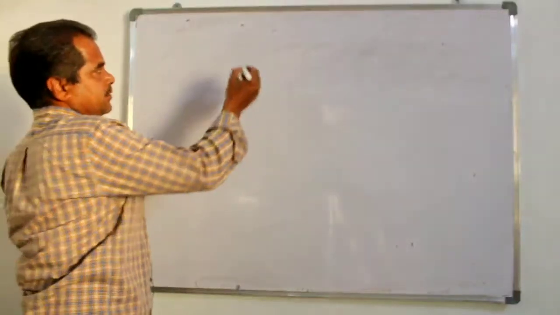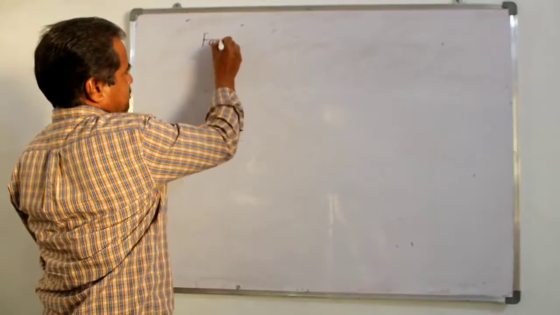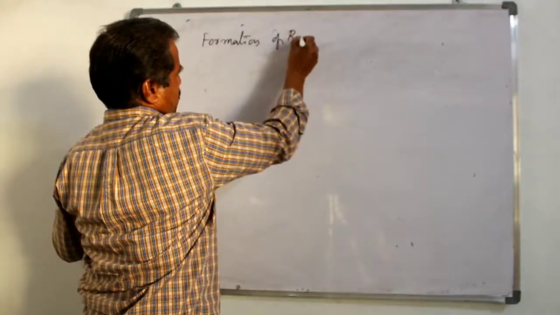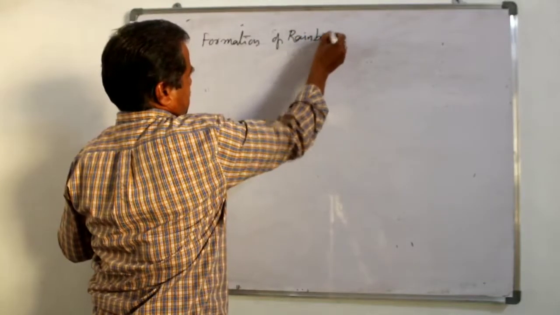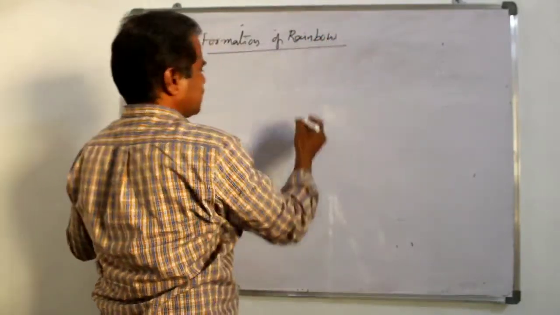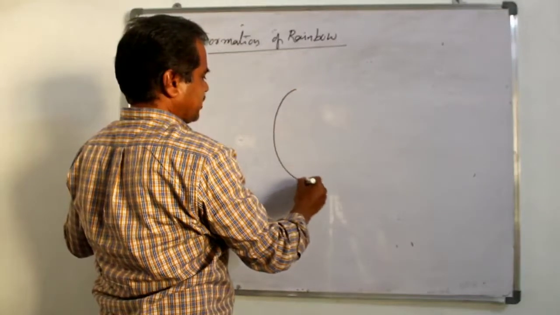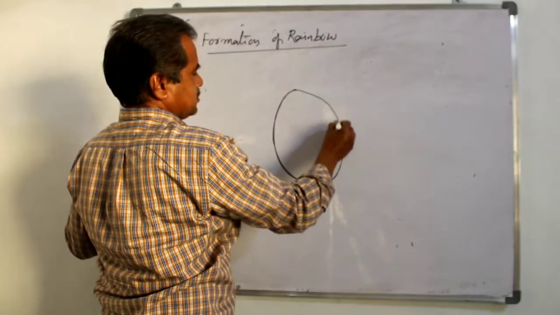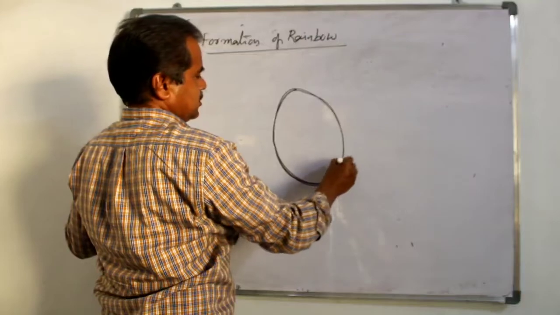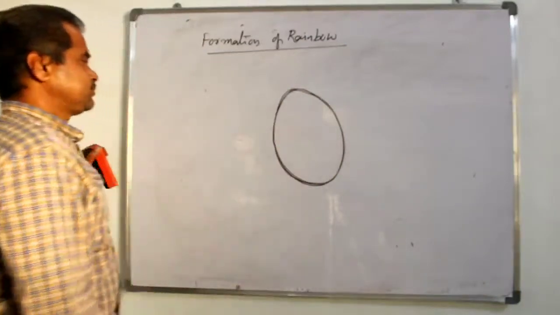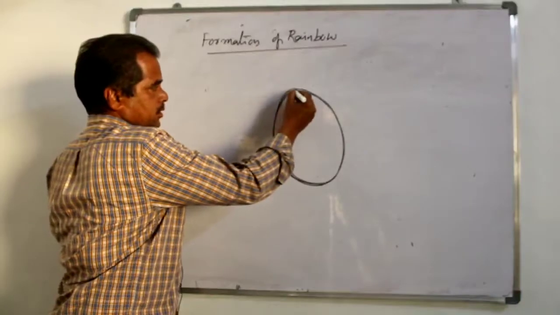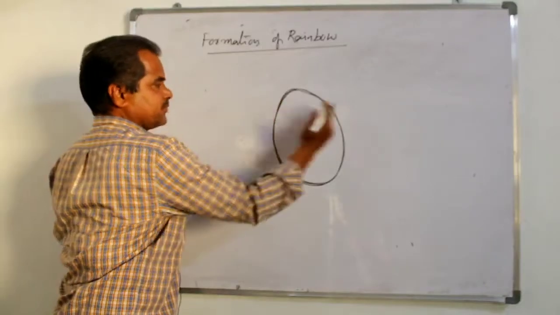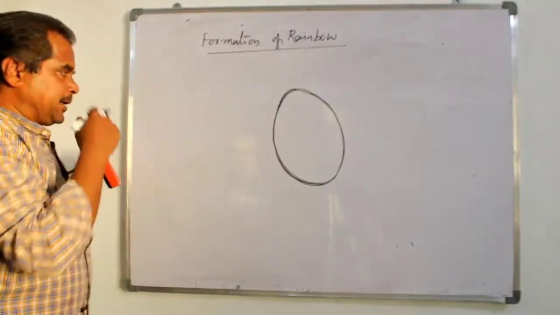So let us consider the formation of a rainbow. Assume that this is one raindrop. This is the top surface, the first surface, and this is the second surface of the raindrop.